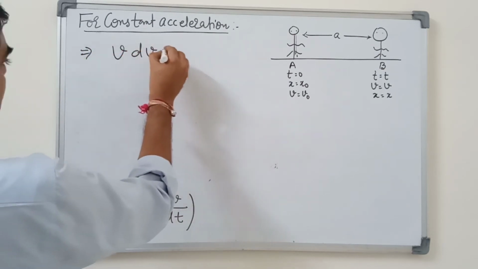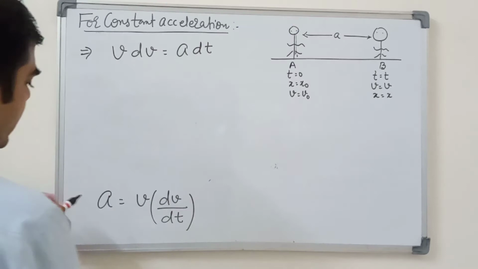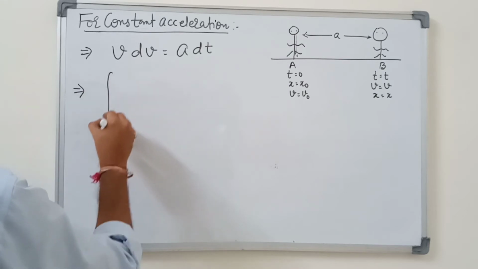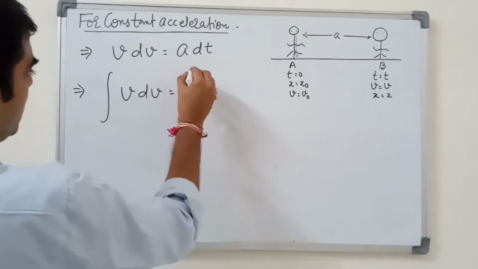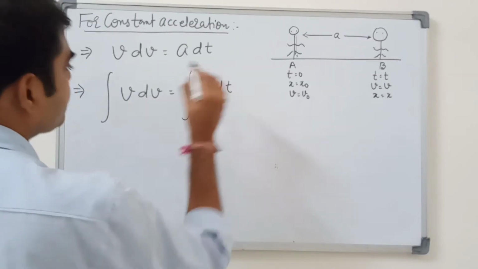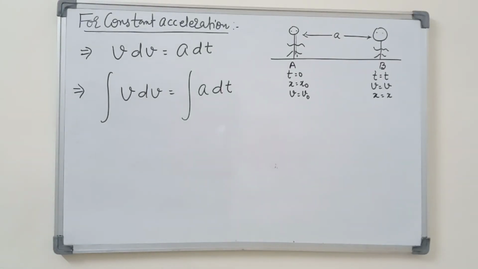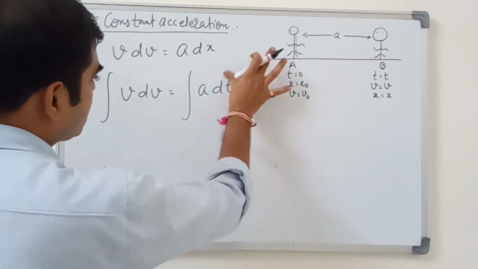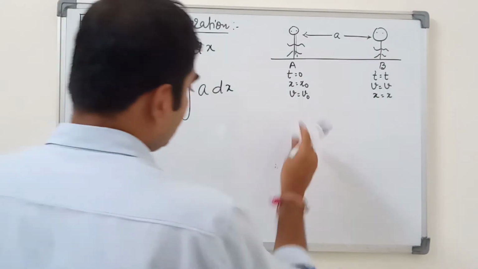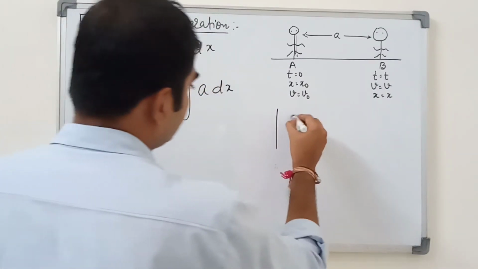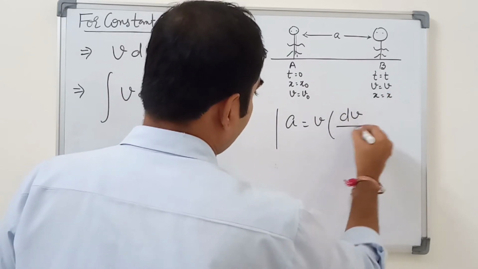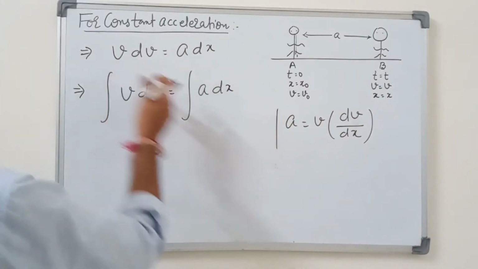v dv is equal to a dx. Okay, and on both sides applying the integration formula. So again applying the integration formula here, v dv is equal to integration a dx. Sorry, it is dx here, not dt. Again write here a is equal to v dv upon dx. So here is the cross multiplication.